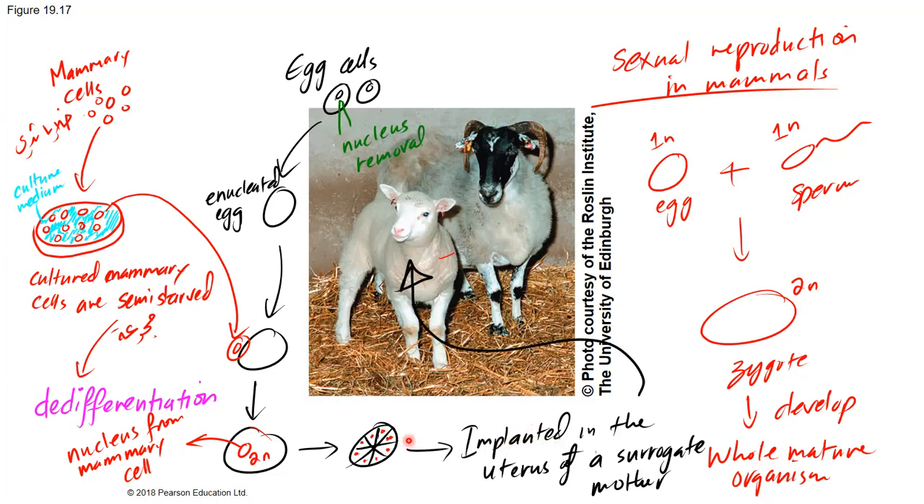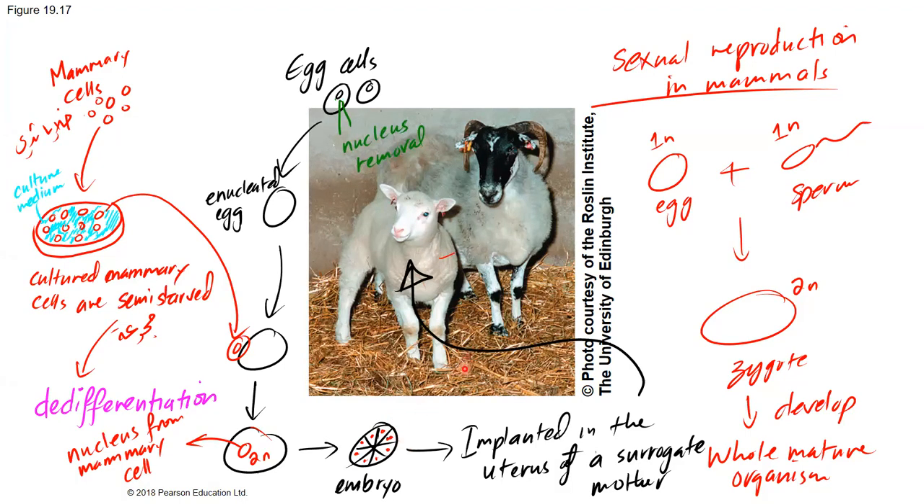So implanted, so this is the embryo, الجنين, implanted, يتم زراعته in the uterus of a surrogate mother, أم بديلة. I don't know the exact word for surrogate in Arabic. Surrogate in Arabic means أم بديلة or تأجير الرحم أو الحمل البديل, something like this.